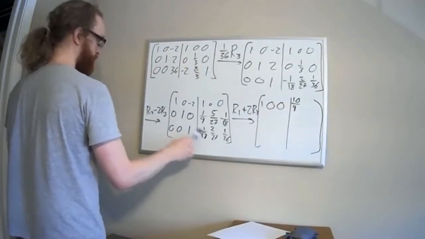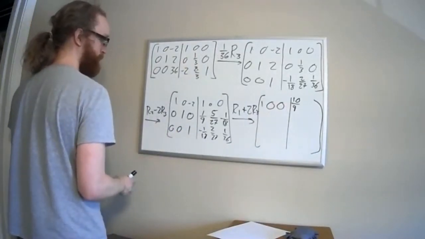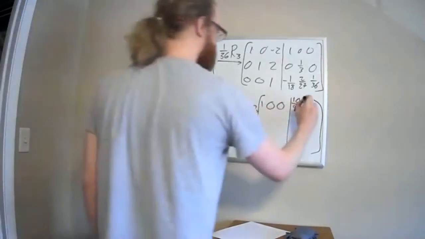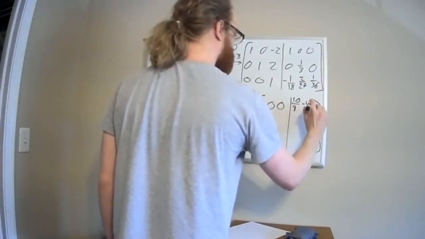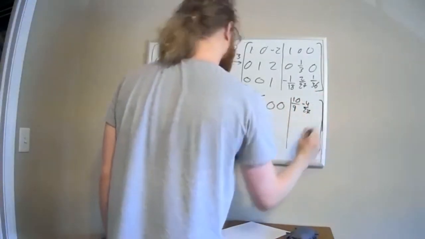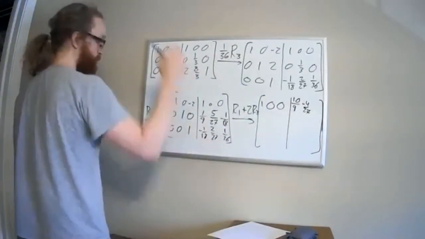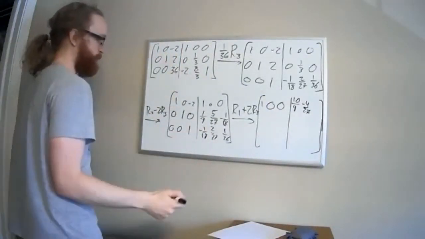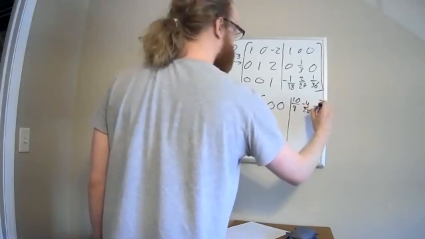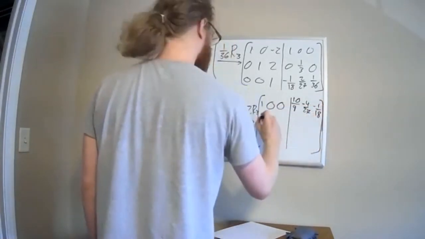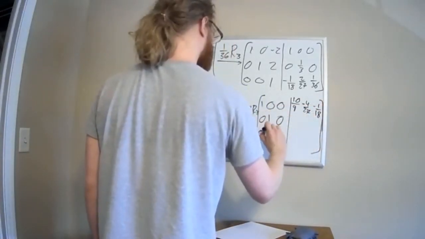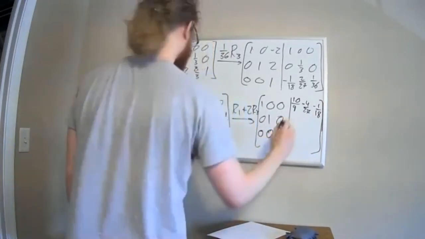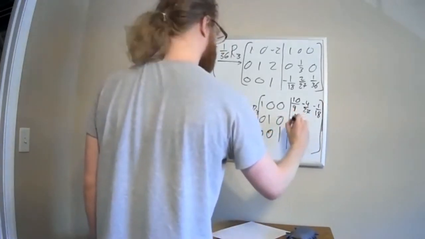Let's see. Negative 2 times 2 over 27. That's negative 4 over 27 plus 0. That's negative 4 over 27. And then lastly, negative 2 times 1 over 36. That's negative 1 over 18. And I just add that to 0 to get negative 1 over 18. And then I'm done. Okay. And I'll write in the rest of this.